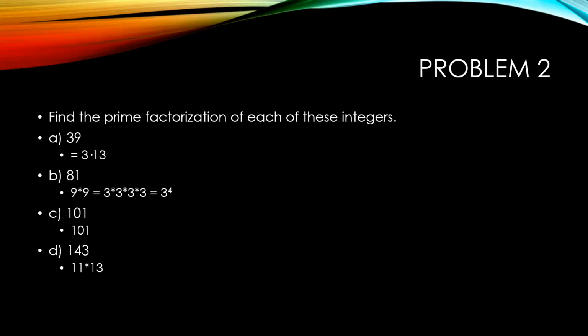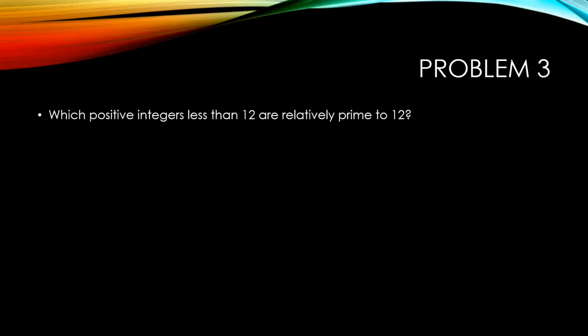Okay, problem number 3. Which positive integers less than 12 are relatively prime to 12? So basically, we're just going to determine, from 1 to 11, if it's relatively prime to 12. If it's relatively prime, the two numbers' common factor is 1. That is relatively prime. Okay, so let's start with 1 and 12.